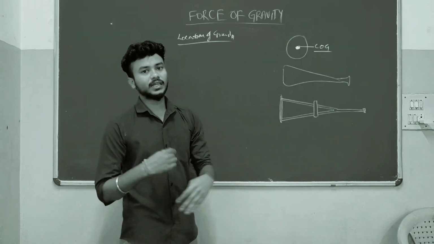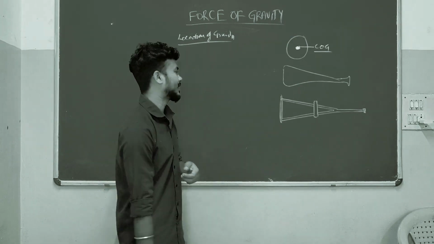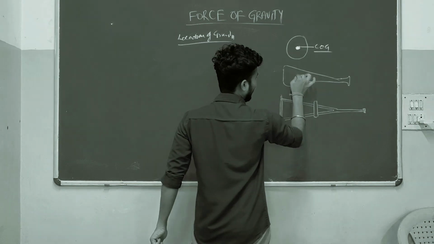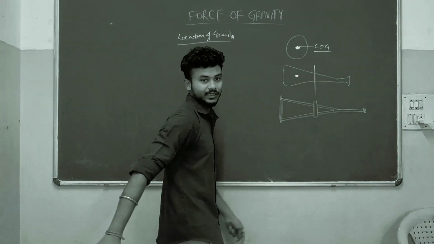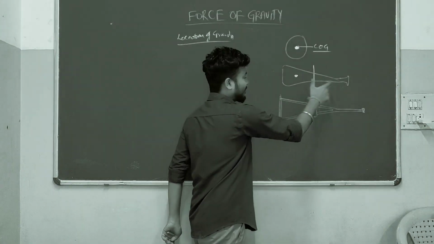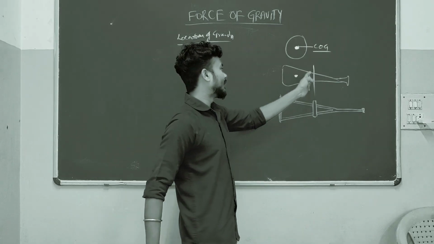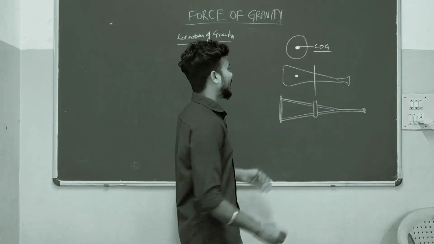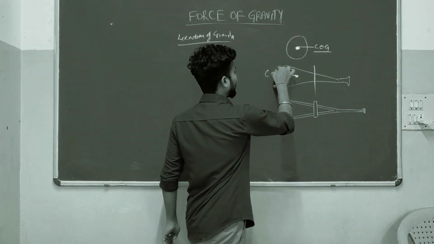If the object is of asymmetrical shape, the COG will be over, if you divide this into two parts, here it is less weight, here it is more weight. Where the weight of the object is more, the center of gravity will be over there.